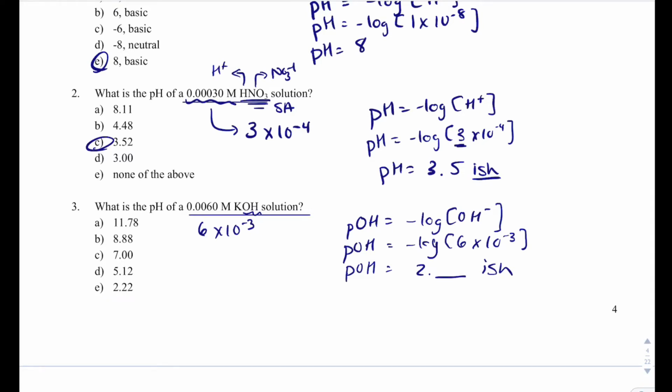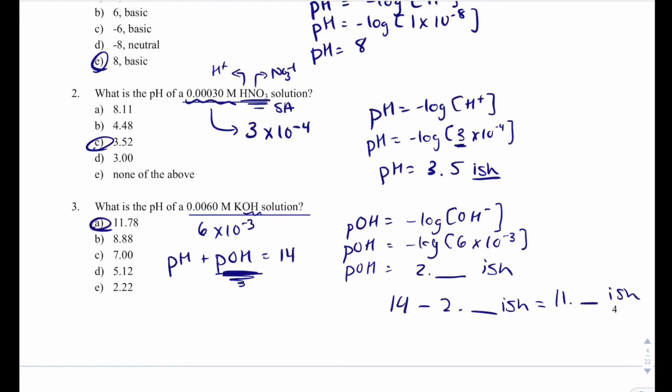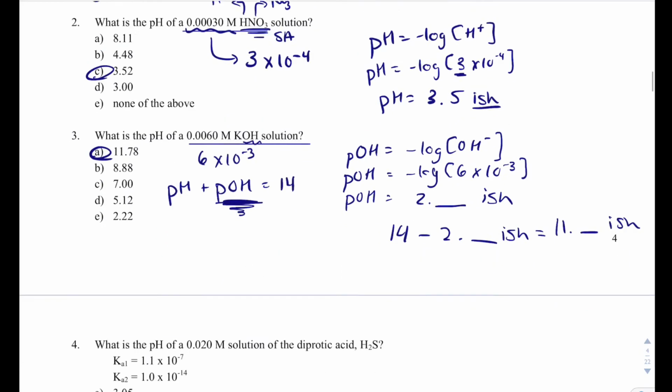Some people are going to select that, but remember that pH plus pOH equals 14, and I just got the pOH, and I'm asked to get the pH, so I'm going to take 14 minus 2 point something-ish, and that's going to give me 11 point something-ish, and there's only one answer that matches that. So you've got to be comfortable not ever getting the exact answer, but saying that it must be A in this case, because that's the only one that would be close enough.